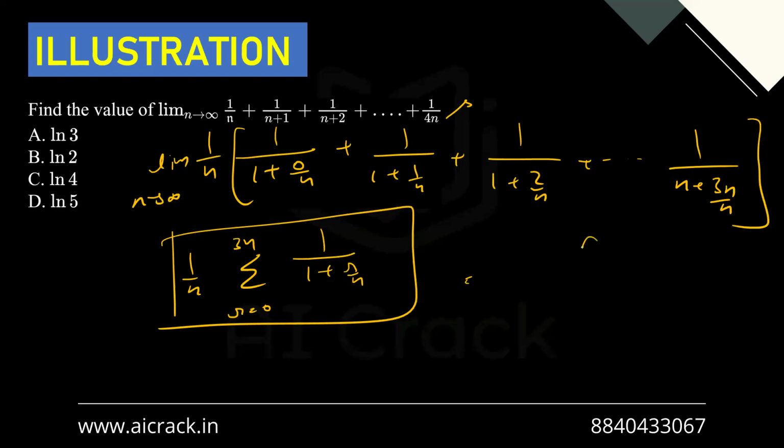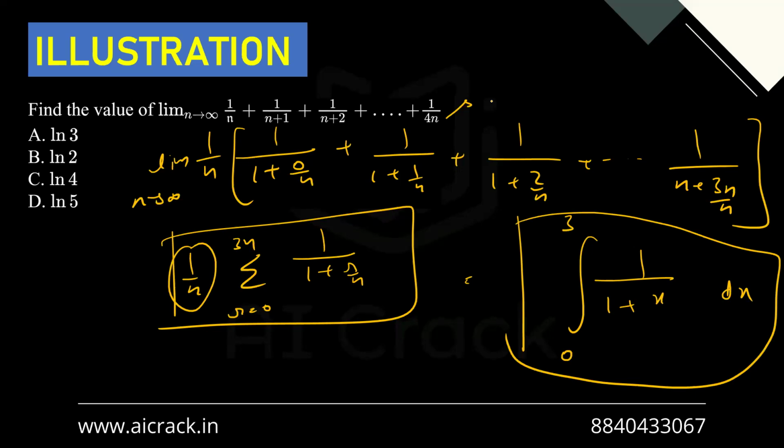Now this can be written as integral, right? We have dx over here, this portion. We have limits from 0 to 3n by n, that is 3, right? And this becomes 1 upon 1 plus x, where r by n is replaced by x. So this is our integral which we have to find. So this summation is nothing but this integral, which is very simple, right? So this is how you have to solve these questions.